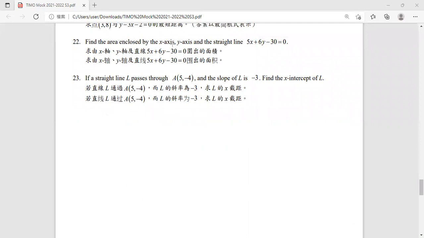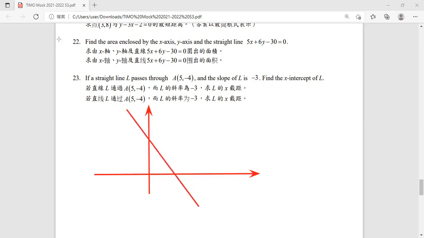Now let's have something like this one. If the slope of L is negative, it looks something like this. So you'll find a point here. Actually, I use an arbitrary point, it's (5, -4). Now I have to find the x-intercept, so I will find this one. How can I find this one?